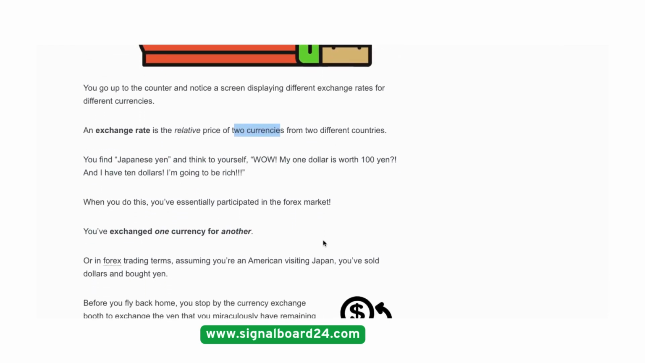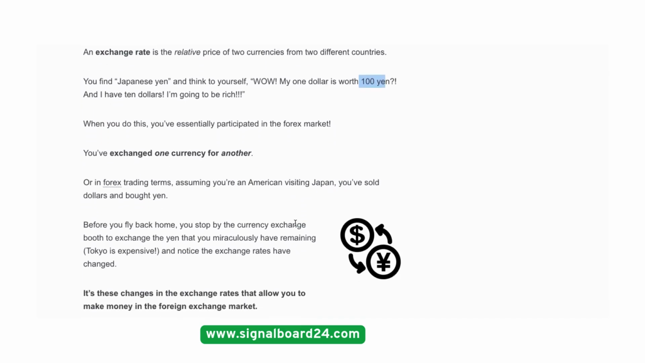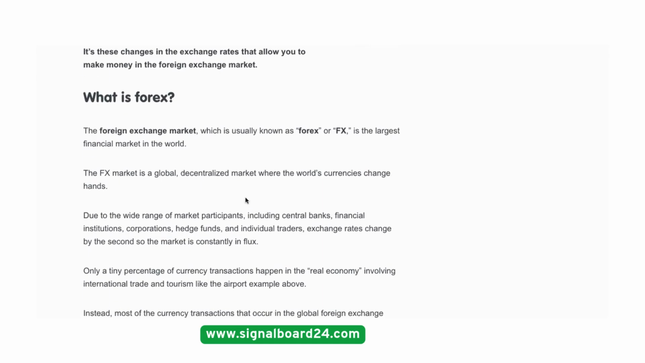It means if you have $1 and you want to see how much it is worth in Japan, for example in Japanese yen, an example can be that $1 is worth 100 yen. So to exchange, you are exchanging $1 for 100 yen. In the Forex market, we take a currency and exchange it into a different currency. By pressing one button, we are exchanging that currency for another currency.